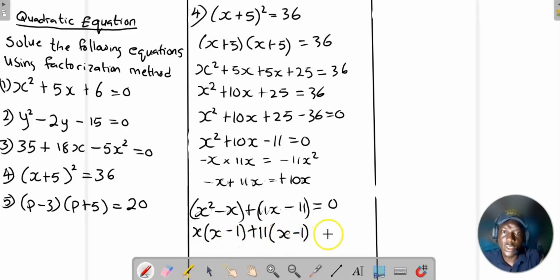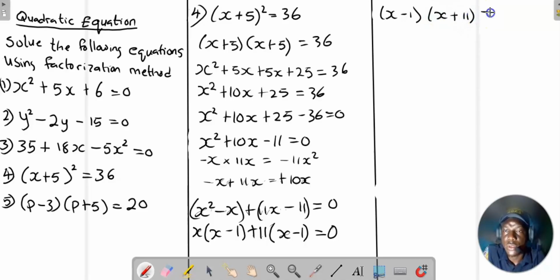As you can see, they have the same numbers in the bracket. So since they have the same number in the bracket, we have x minus 1, then you have x plus 11. x minus 1 times x plus 11 is equal to 0.